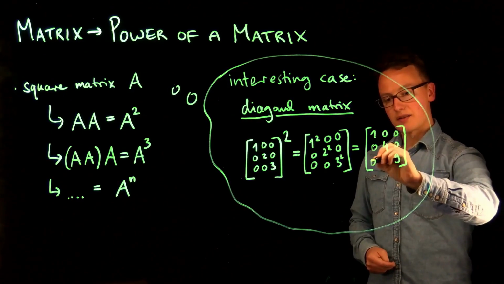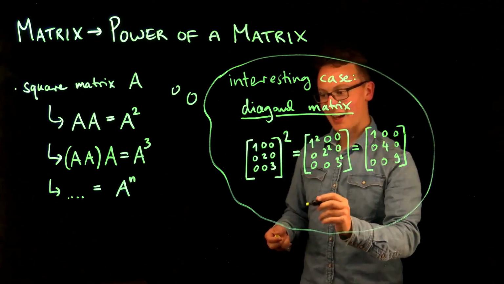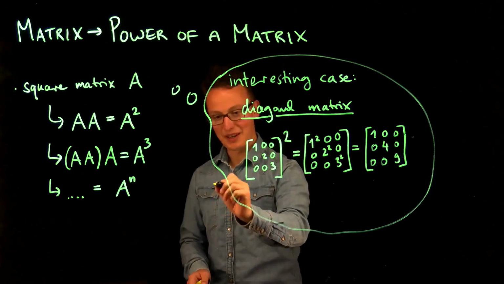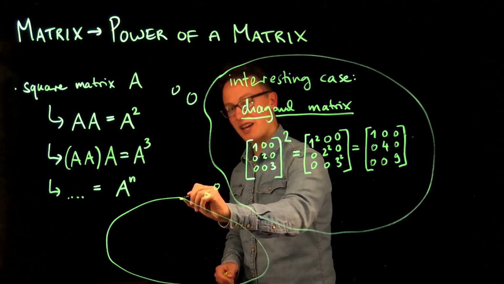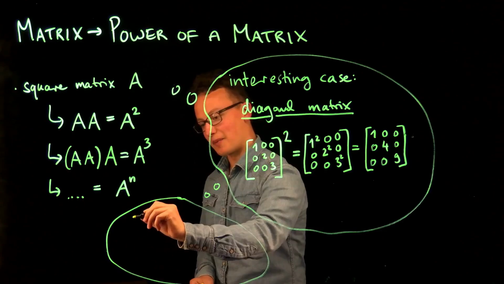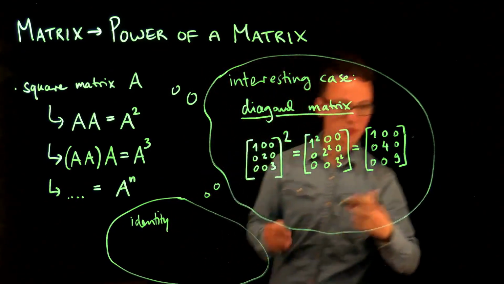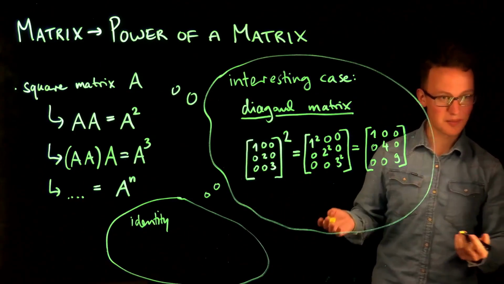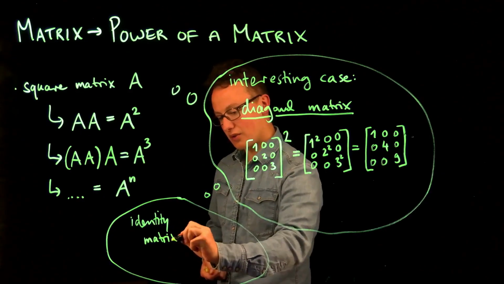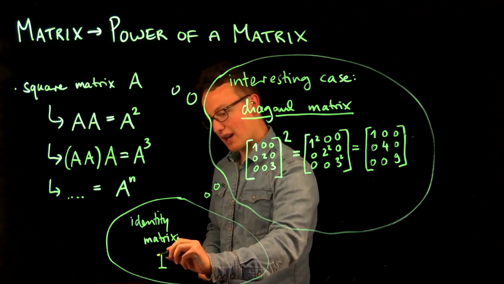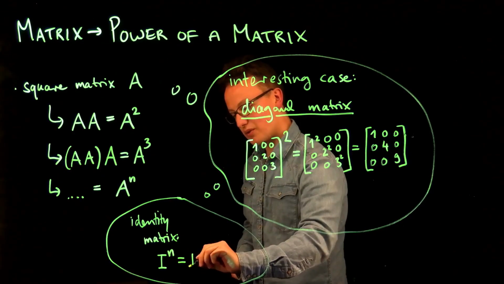And even more trivially, for the identity matrix, maybe I'll write it here as an even more special case of the special case. For identity matrices, it really doesn't matter how often you take the power, because it will always stay the same, right? For an identity matrix, you can do whatever power you like, I to the power of n, and this will still be equal to I.